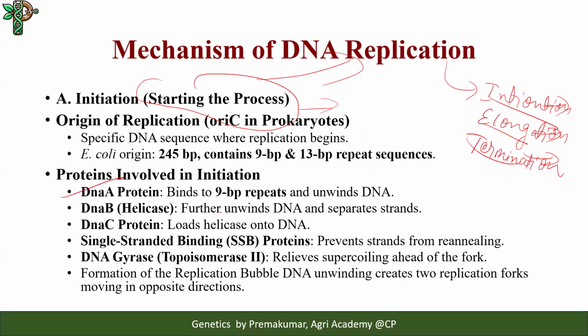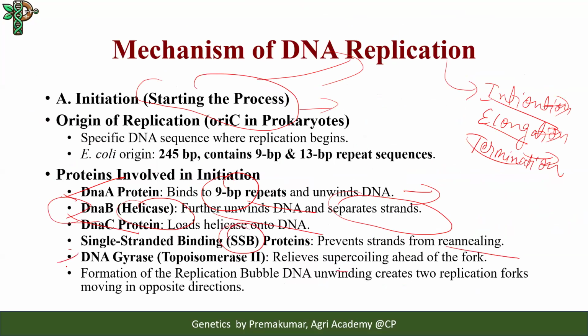First, the DnaA protein binds to the 9 base pair repeats in the ORC that we have discussed. Then DnaB is actually the real helicase enzyme. It further unwinds the DNA and separates the strands. The DnaC protein helps the DnaB protein. And there is the SSB protein. It prevents the strands from reannealing.